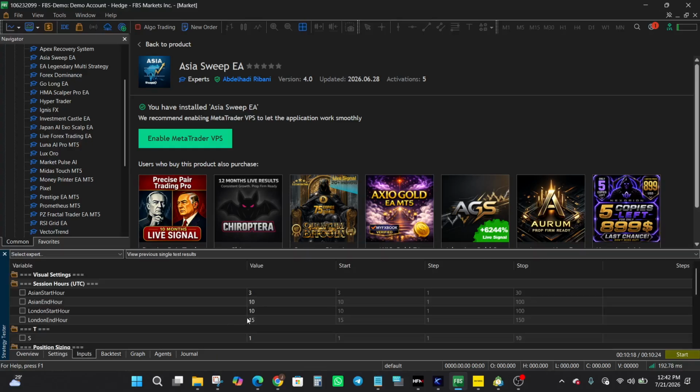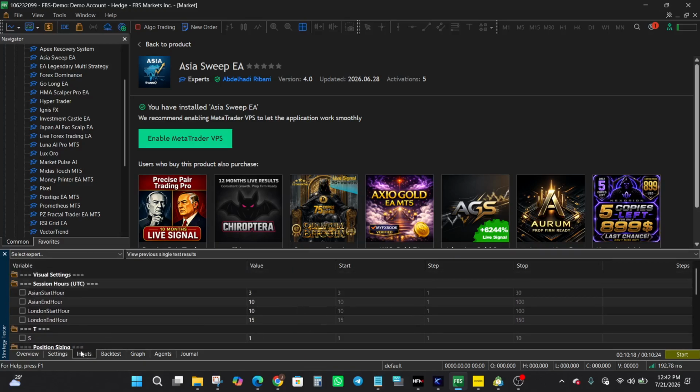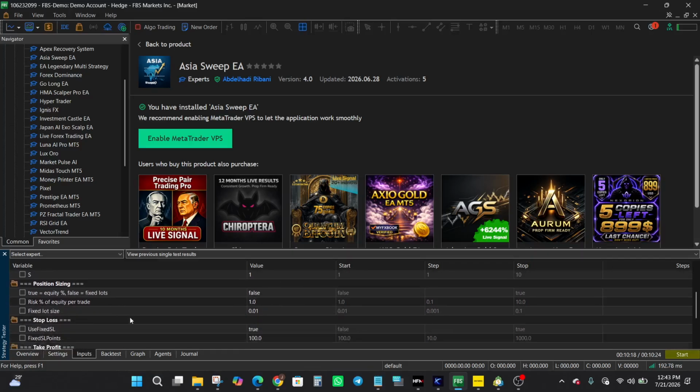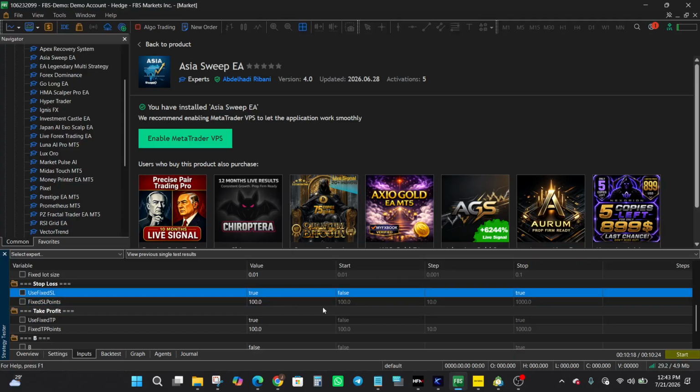If you are interested in this expert advisor, maybe you can contact the developer for more information, because I checked the inputs as well. This says use fixed SL through fixed SL points. Perhaps you can try modifying these input values to see if you get a different result.